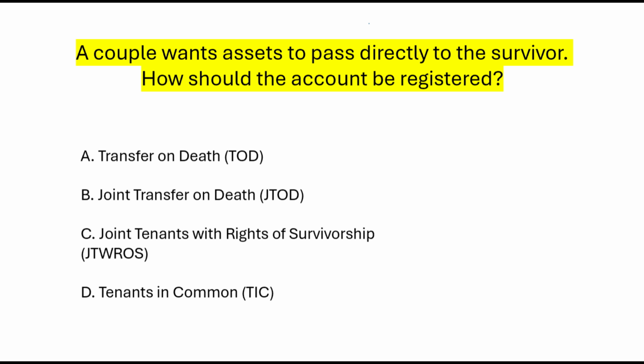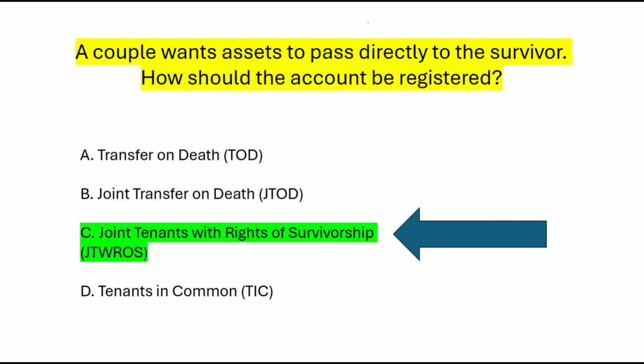A married couple wants their assets to pass directly to the survivor, and they want to avoid probate. What do you recommend? Well, what are the key words? Pass directly to the survivor. That's your clue. It points you straight to C, joint tenants with rights of survivorship.